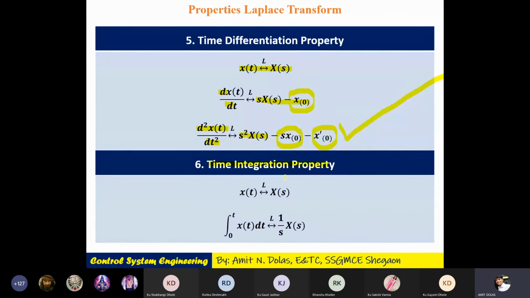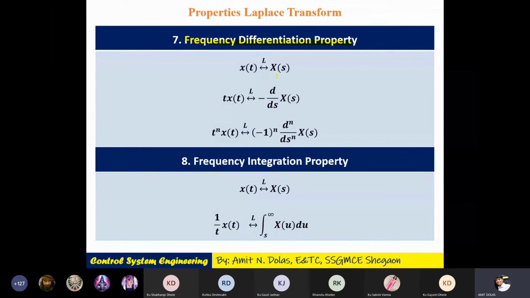Time integration property: if we integrate x of t, then it will be 1 by s. You can see, in differentiation s goes in multiplication, whereas in the Laplace transform of the integral there is division, 1 by s into x of s.